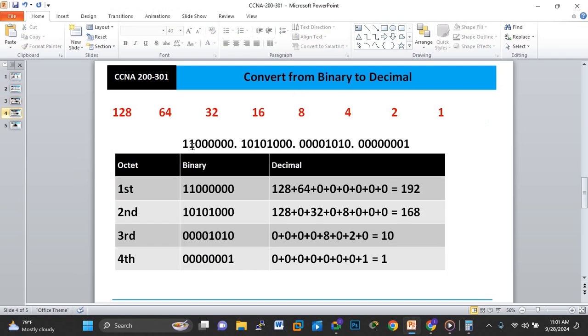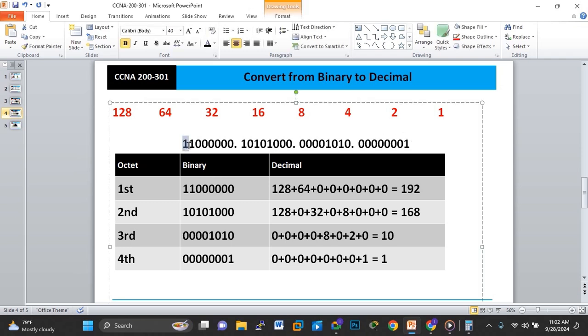This tells us how to convert now from binary to decimal. You need to understand this, how to convert from binary to decimal. We are still using these 8 bits. Now let's have an example. You have been given this binary: 11000000 10101000 00001010 00000001. With these binaries, you need to convert this binary to decimal.